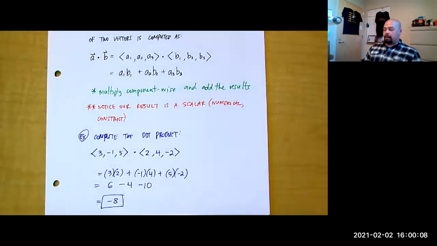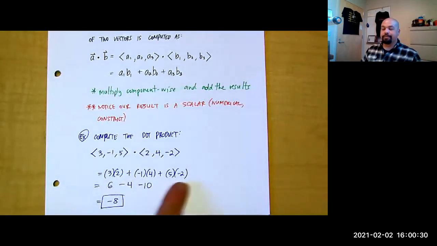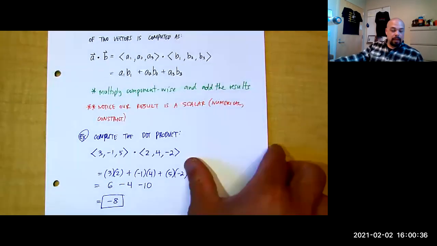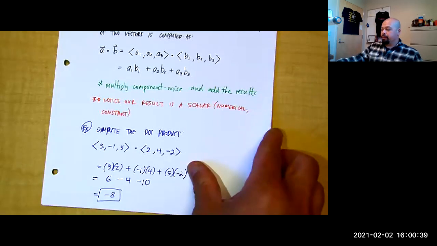But the result of the dot product can be positive, it can be negative, it can be 0. But it should never be undefined. As long as we have all real number values for the components within those vectors, we should be able to compute the products and sum and get a real number result. So there's that dot product, positive, negative.